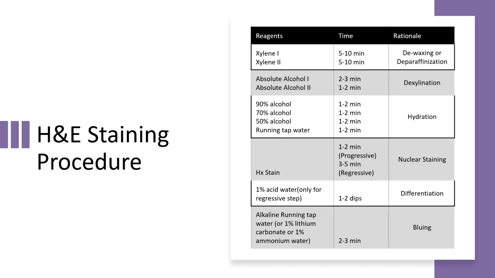After the hematoxylin application, 1% acid water is used only for regressive steps. This is 1 to 2 dips of the slide, and this process is known as differentiation. Then alkaline running tap water, that is 1% lithium carbonate or 1% ammonia water, is used for 2 to 3 minutes. This step is known as blueing, and blueing means neutralizing the acidic solution that we used in the previous step, the 1% acid water, to facilitate the next staining technique.